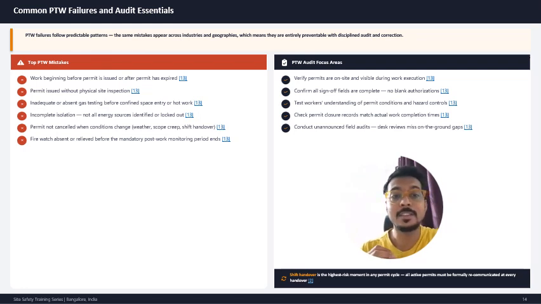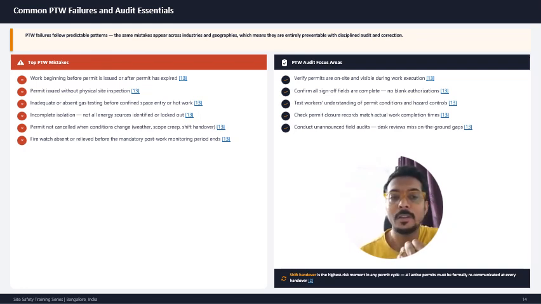Gas testing absent. They want to do confined space work but don't have any gas testing. They say, we have completed this more than 100 times here, no need to worry, just go. No, we should not. Incomplete isolation, energy sources not locked out. No, we should not do that. Permit not cancelled when the condition changes, maybe the weather changed.